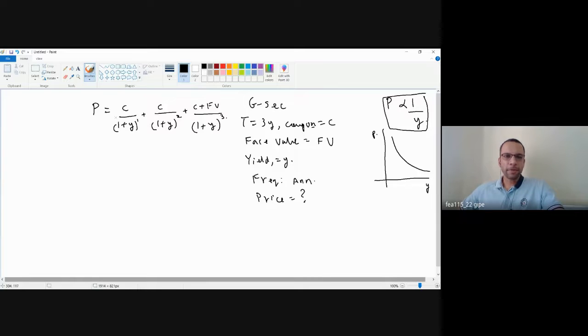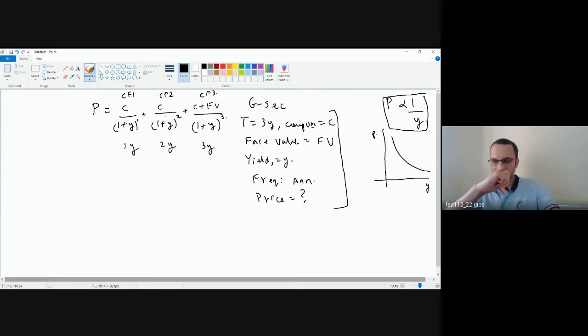So P is my bond price, and on the right hand side, I have written the individual cash flows. Why do I say cash flows? Because I have written coupons and the final face value. This is also what you call cash flow. So this is my cash flow one, this is cash flow two, and this is cash flow three. And these time points are 1 year, 2 year, and 3 year. So this is my bond structure, and this is how I can write the bond pricing equation.